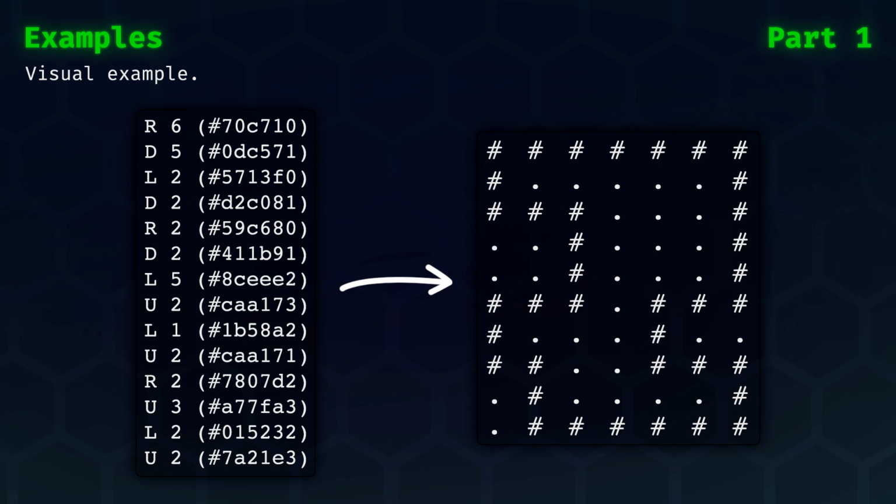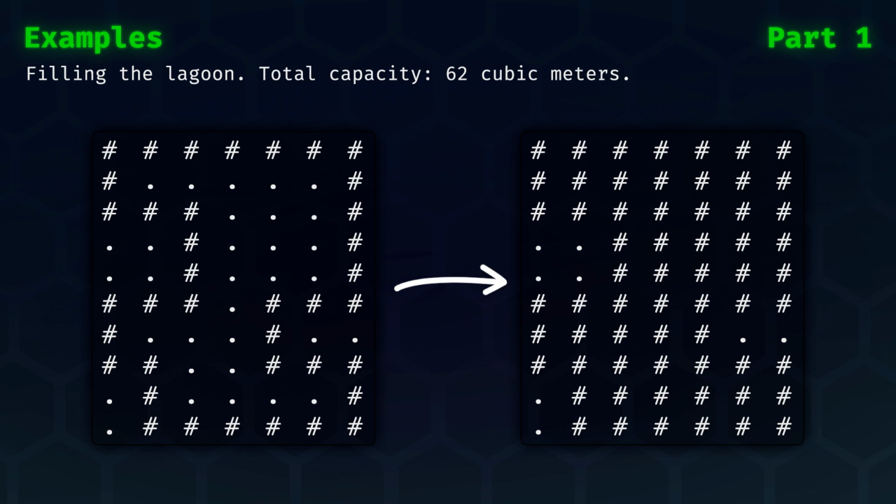Here is a full visual example, where we start in the top left corner and then we move 6 meters to the right. Next, we go 5 meters down, 2 meters left, 2 more meters down, and so on. The list of instructions traces the shape which you can see on the right. If we then carve away all the space that is on the inside of the walls that were dug, then we can count the total capacity. Every position represents 1 cubic meter, so the total capacity is 62 cubic meters.